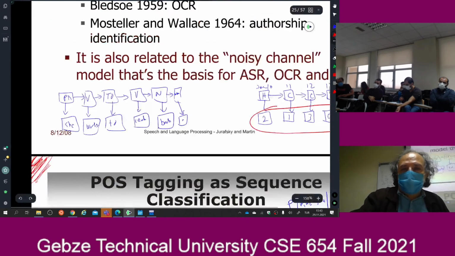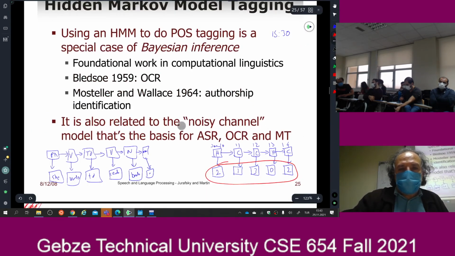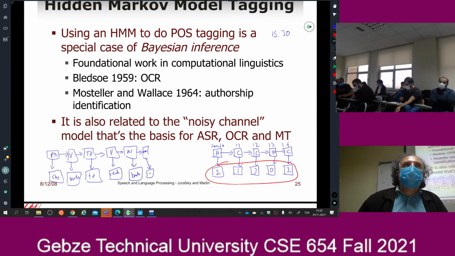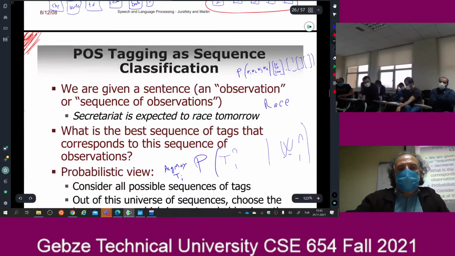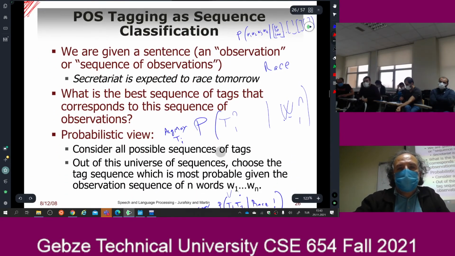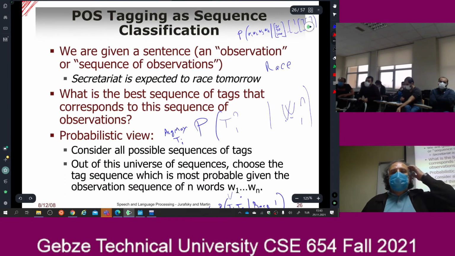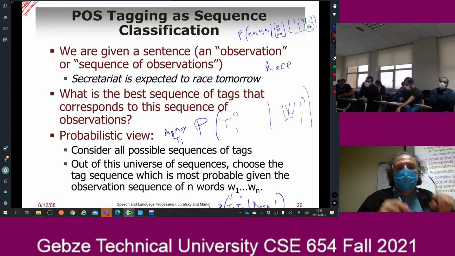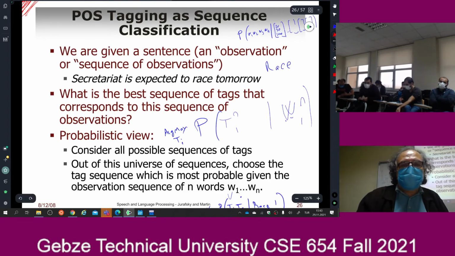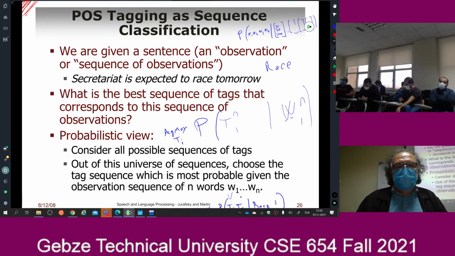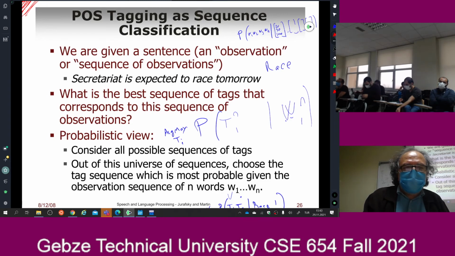Okay, good. So let's go back and let's try to model our problem so that it fits into the formal definition of the hidden Markov model. Part of speech tagging is a sequence classification. We are given a sentence, an observation, for example, the secretariat is expected to raise tomorrow. Can somebody translate this into Turkish?